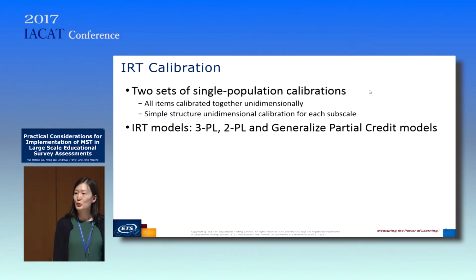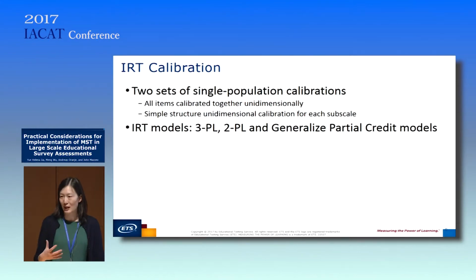We tried 2 different sets of item calibrations with the MST design as described. One is you have 170 items, you calibrate everything all together, and assume math is just one dimension. And the second approach is we tried 5 separate calibrations, one for each subscale, which is currently how the program has been handling calibration. And the models are a mix of 3PL, 2PL, and generalized partial credit.